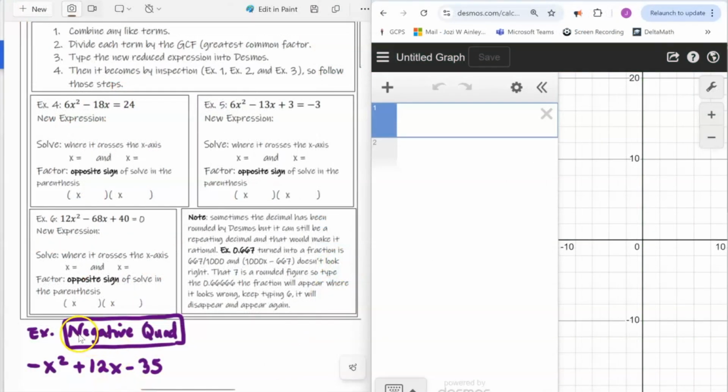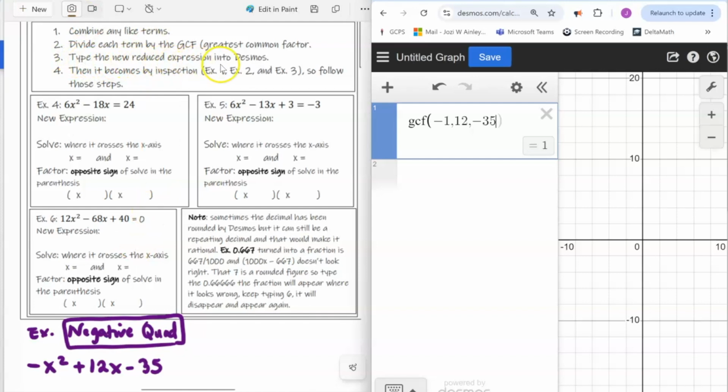All right, so we're going to take a look at how do I factor a negative quadratic. As you can see, this negative is right here. So you still follow the steps that you were following before. So first it says combine any like terms. There's nothing to combine. Divide each term by the GCF. So once again, GCF, you're just going to type it in the calculator, GCF, and then you're going to put the first one is -1, comma, because there's an invisible one right there, 12, comma, -35. All right, so the GCF is 1, so there's nothing to GCF.